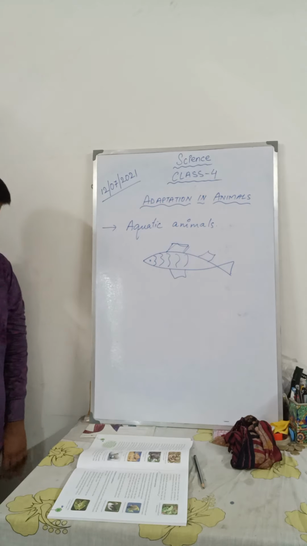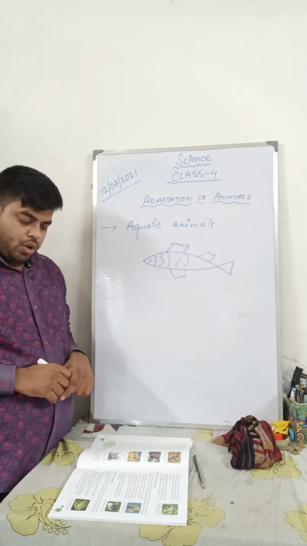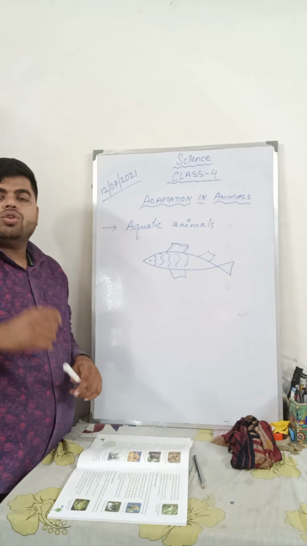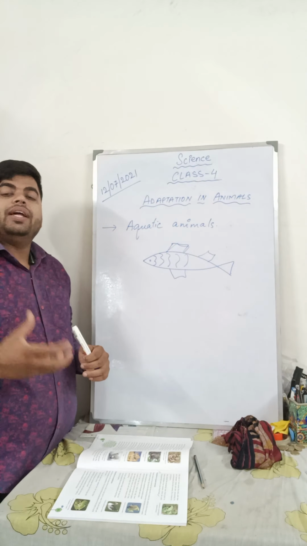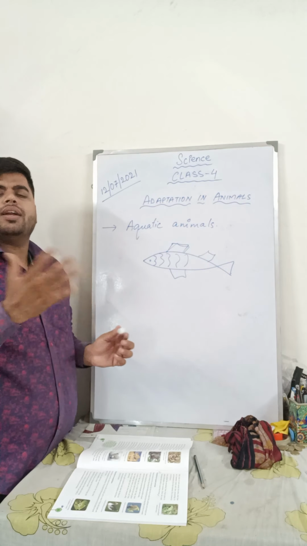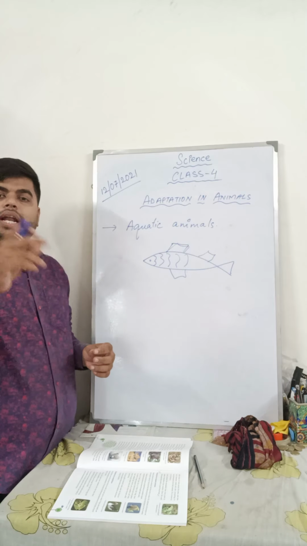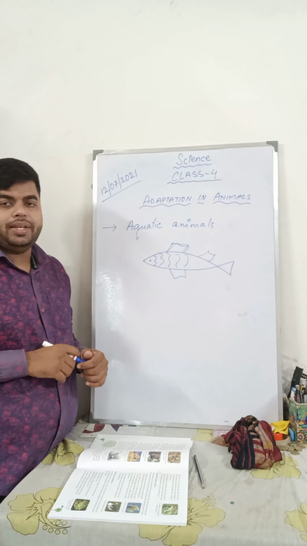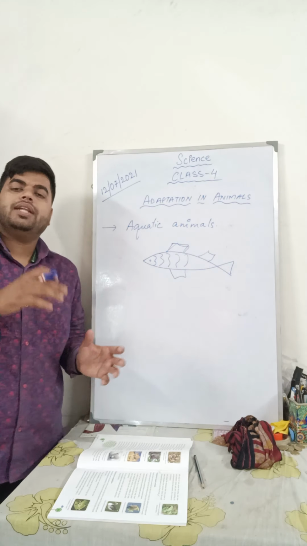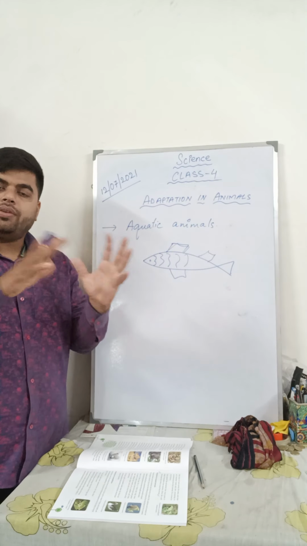Fish have gills to breathe inside water, but there are some exceptions like whales and dolphins which have lungs to breathe. So we all know that fish have gills through which they breathe, but there are few other aquatic animals which do not breathe through gills, but have lungs which help them to breathe. So these are the adaptations that are seen in aquatic animals so that they can live in water.